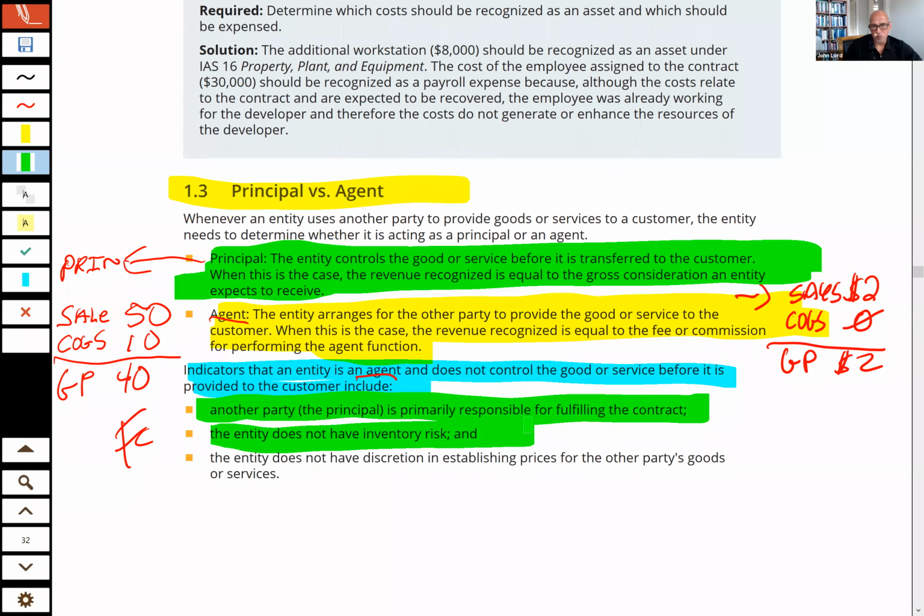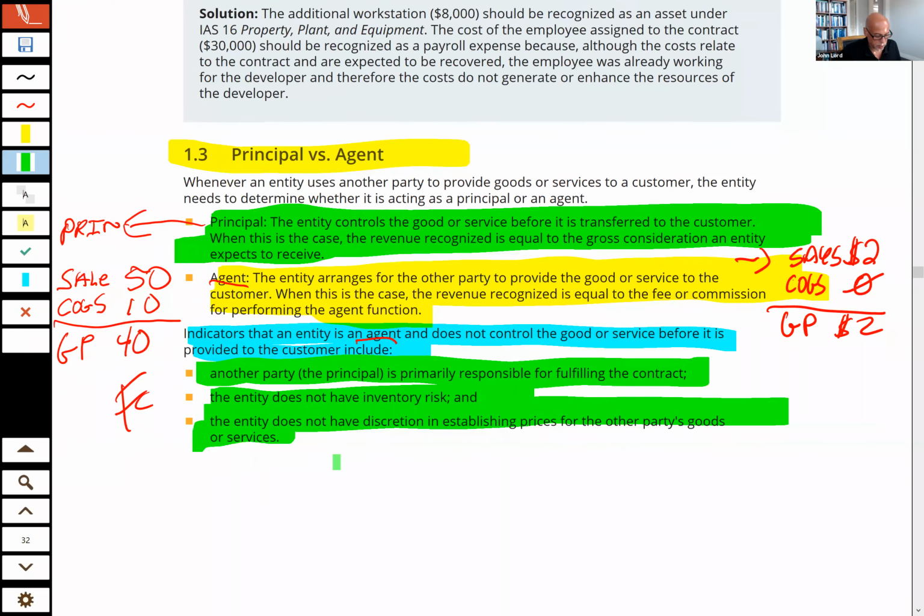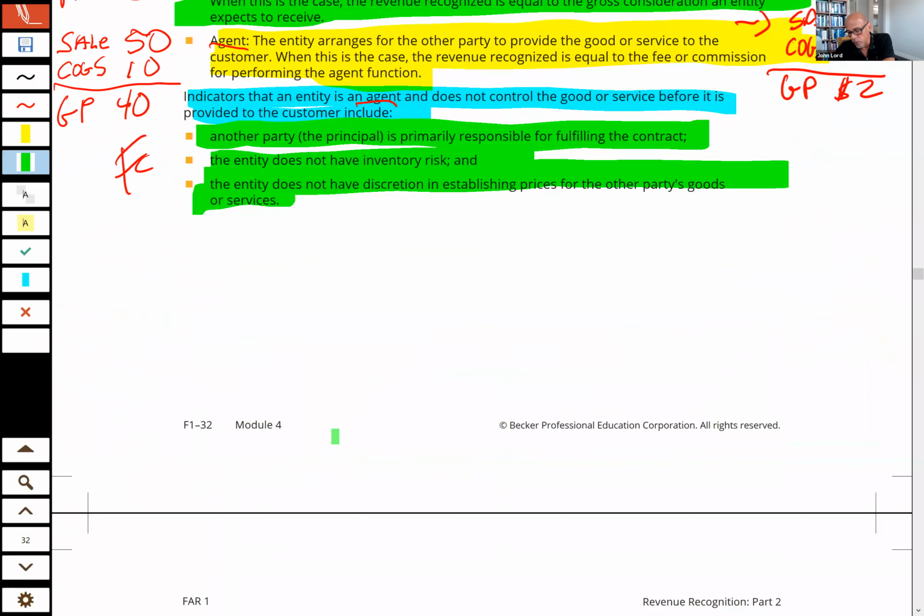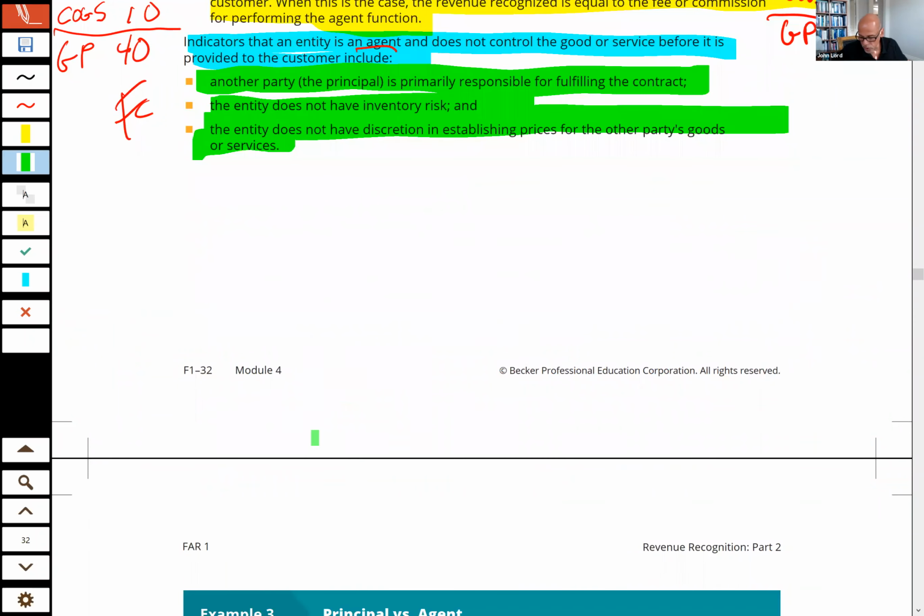They don't have any inventory risk. They're simply letting you use their platform to order the driver, right? And the entity does not have discretion in establishing prices for the other party's goods or services. Well, how much someone can charge you to take you from point A to point B in a city is, in many cases, up to city statute. You ever get in a cab, they'll tell you this is how much they're allowed to charge you to go these different distances. Okay, so flashcard those criteria to determine whether or not somebody is an agent.